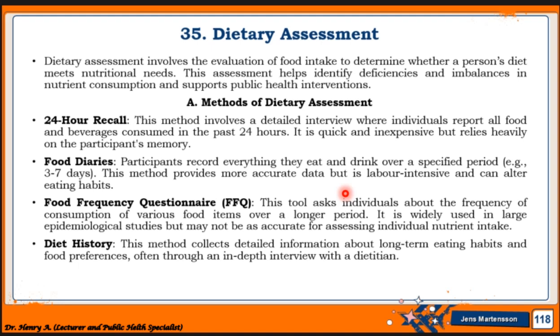The third one is food frequency questionnaire. This tool asks individuals about the frequency of consumption of various food items over a long period. It is widely used in large epidemiological studies, but may not be as accurate for assessing individual nutrient intake because it's possible that you forget some details, because it is a record of consumptions that have taken place over a long period of time. You also have the diet history, and this method collects detailed information about long-term eating habits and food preferences, often through an in-depth interview with a dietitian.